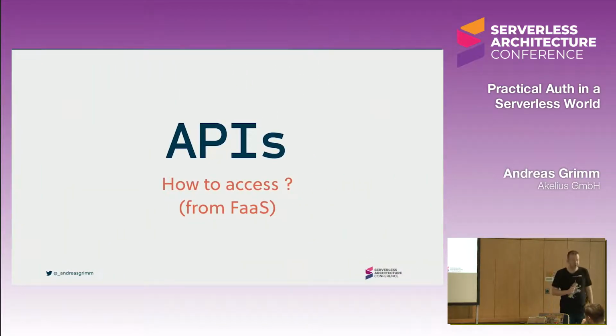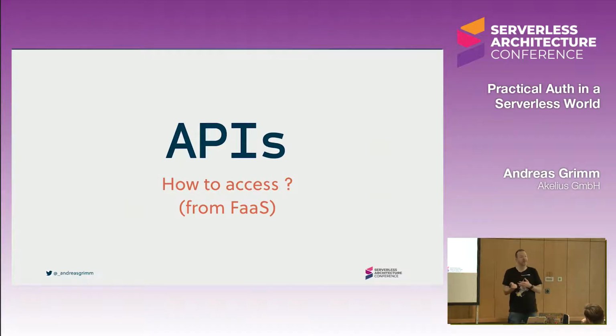Okay, that was part one. And now we come to part two, which is how do we access an API? Because you saw it's nothing too dramatic there. You need to be aware of those culprits that I just explained. And you have different possibilities where to validate the JWT. But this gets much more interesting here. How do we access an API?